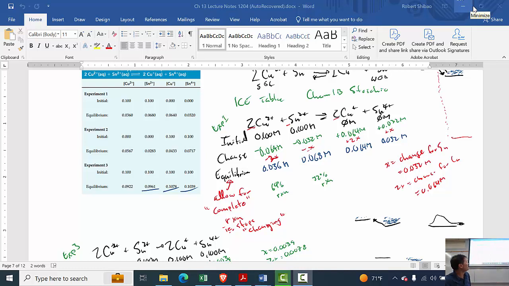Experiment 1 had a 64% reaction. The copper 2 here was the limiting reagent. The tin was in excess, so we didn't have as much tin react, but the copper, 64% of it reacted. That's the limiting reagent. Normally in a limiting reagent problem, all the limiting reagent is consumed, but in this case, we didn't consume it all. The reason we didn't consume it all is because this is a reversible reaction.